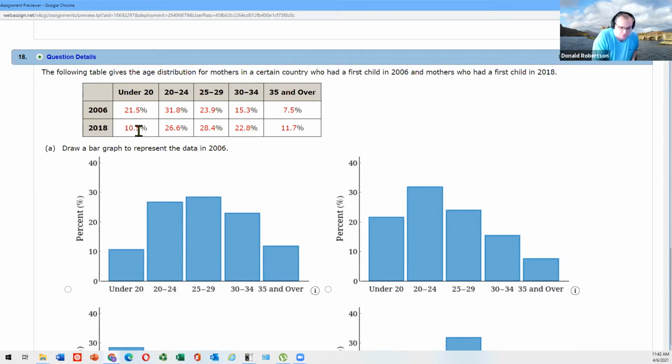reduced a lot. Used to be 20%, 1 in 5 mothers had their baby before they were 20, their first baby. Now it's like 1 in 10. Isn't that half as many? And that's a socio-economic thing that's happened in most Western countries. Women do not typically have their children as young as they used to.